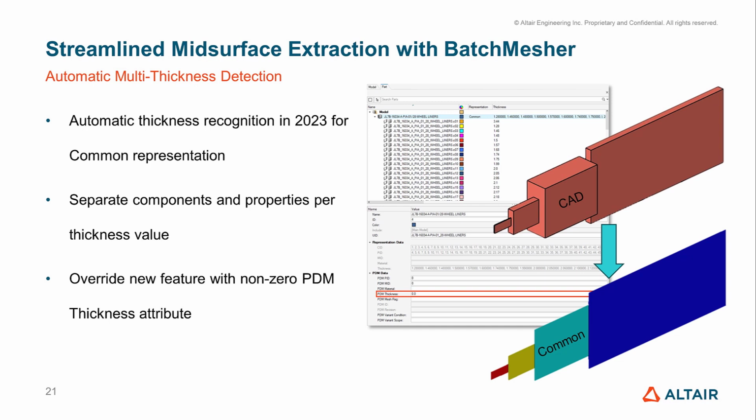Another enhancement that has to do with the mid-surface extraction through part browser is that in 2023, when common refs are created, BatchMesher automatically detects areas of different thickness and assigns them to separate components under the part. After that, a property is created for each of these components, and the automatically calculated thickness value is assigned to it. But as in previous versions, if the part's PDM thickness is set, then the multi-thickness detection is disabled, meaning that the user-defined value will win over the calculated value.